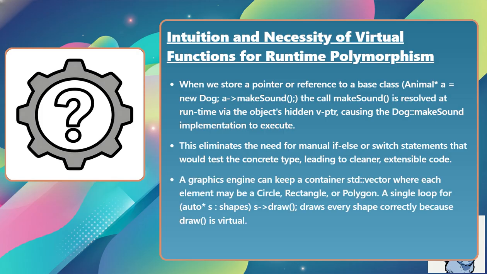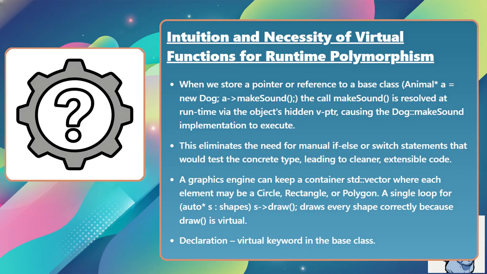A graphics engine can keep a container std::vector<Shape*>, where each element may be a circle, rectangle, or polygon. A single loop, for (auto* s : shapes) s->draw(); draws every shape correctly because draw is virtual.